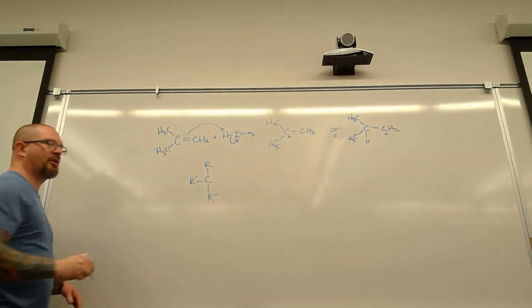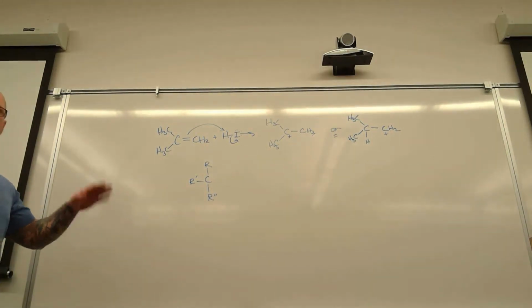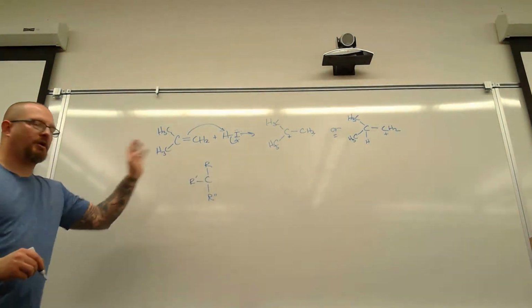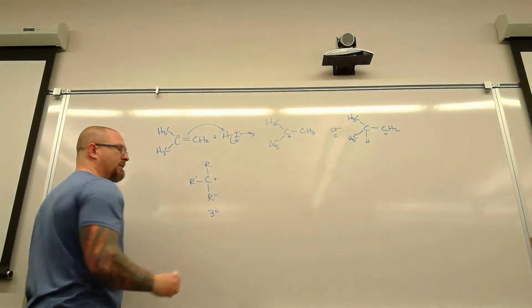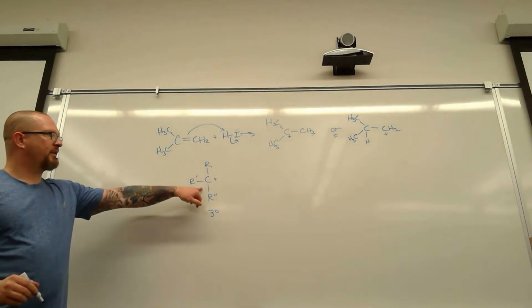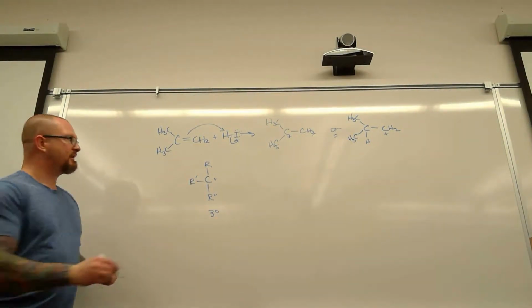And an R group is any carbon chain. So it could be a methyl, could be an ethyl, could be a propyl, could be a butyl, doesn't matter. R is just a good placeholder for it. This is a tertiary carbocation because the carbocation is attached to a carbon which has 3 different R groups attached to it.